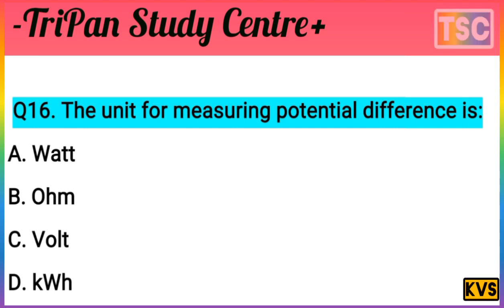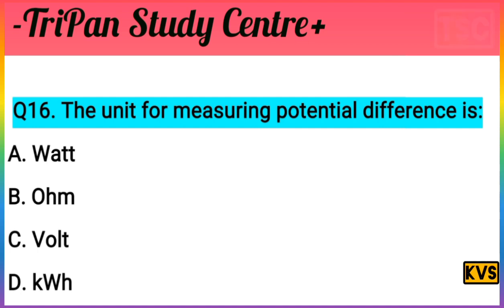The unit for measuring potential difference is... You know that the question is clear. The unit for measuring potential difference is not watt. It means C is correct here, the volt. There is C, volt. That's important, not a watt. Option C is the correct answer for this question here.